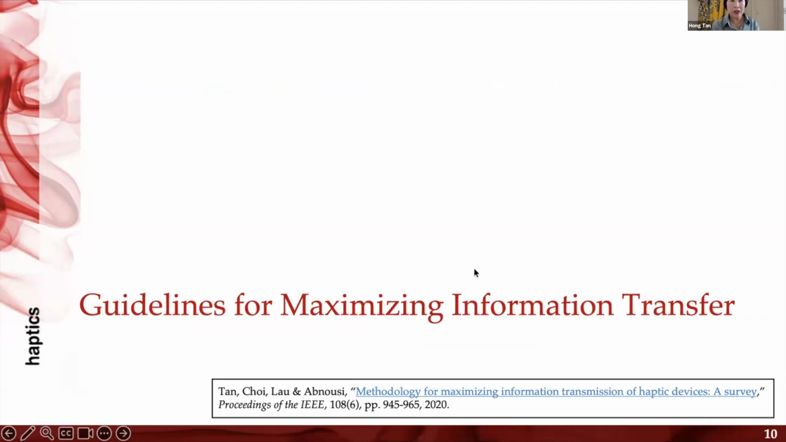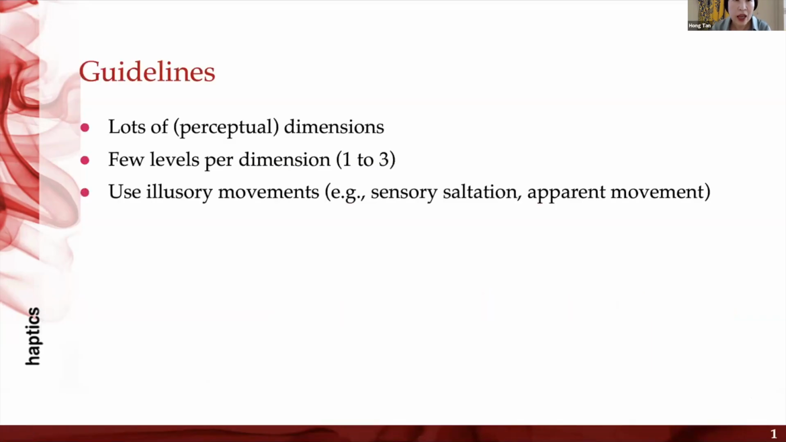So we actually did a project with Facebook, and they wanted us to build a communication system for the English language. First we did what everybody should do, a literature review, because we were trying to figure out what the guidelines are for maximizing information transfer. The answer turned out to be very simple. One is to use lots of perceptual dimensions. I already said each dimension is limited to 7 plus or minus 2. Therefore, you need to use lots of them.